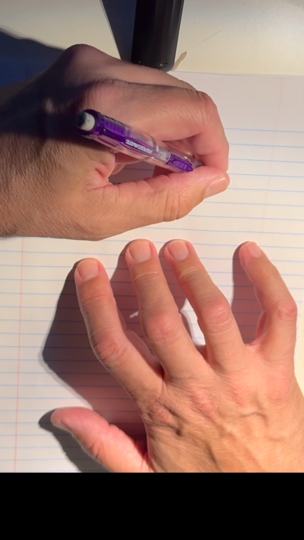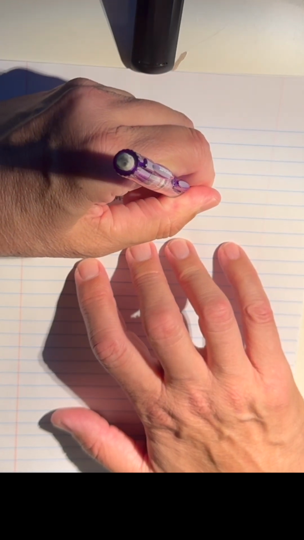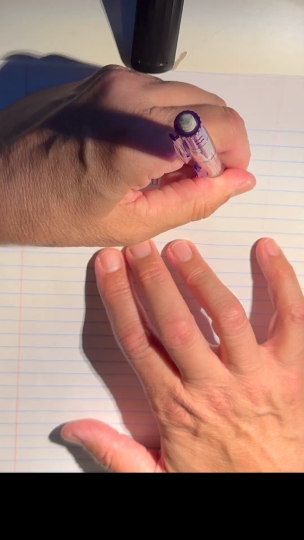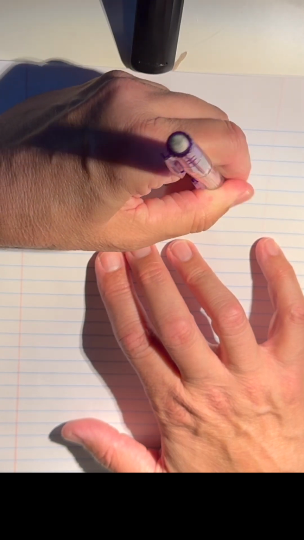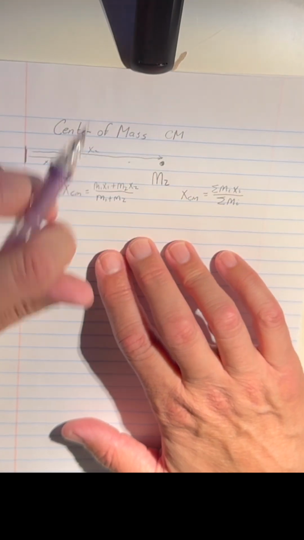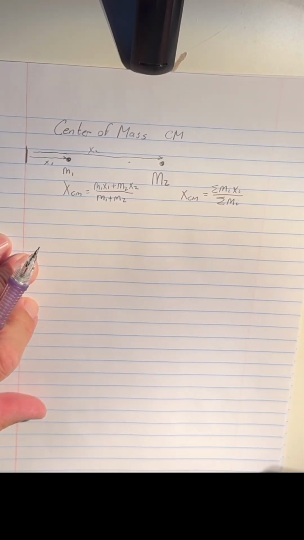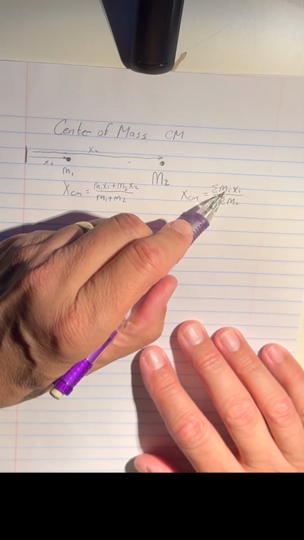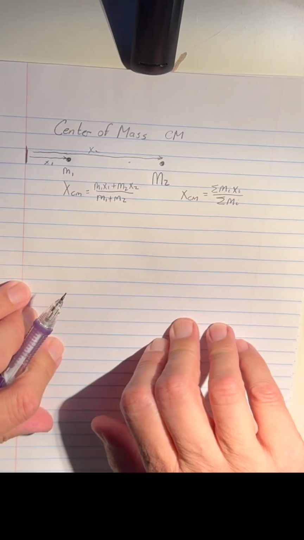And the notation we have in general for this, for discrete objects, is the sum of mi xi, divided by the sum of mi. Again, this bottom is just the total mass of all the objects in the system, and this is the distance to each one times the mass of each one.